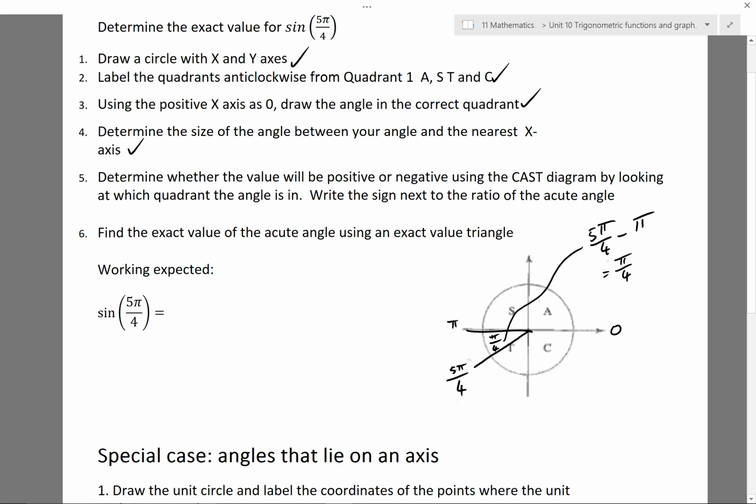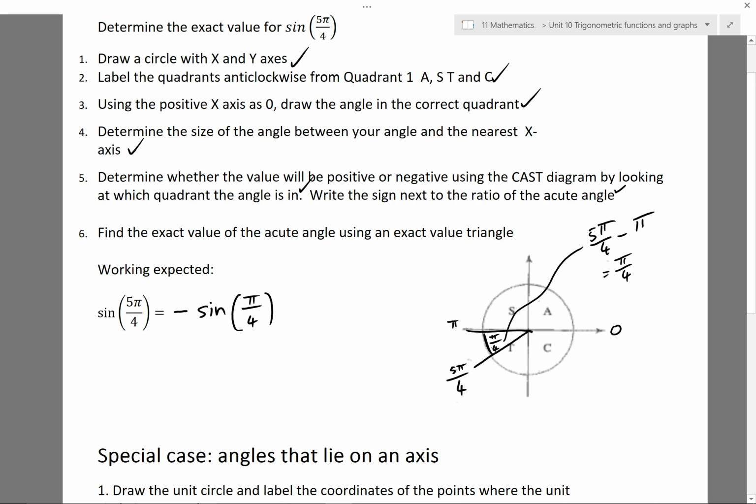So determine whether the value will be positive or negative using the CAST diagram. So I'll look at my CAST diagram. You'll see it's in the quadrant where I have a T, where only tan is positive. So I know the sine value here is going to be negative, and I know its value is going to be the same as sine of pi on 4, just using that symmetry that we looked at in that massive unit circle diagram. So I know it's negative, write the sign next to the ratio of the acute angle. That acute angle is this little small angle here.